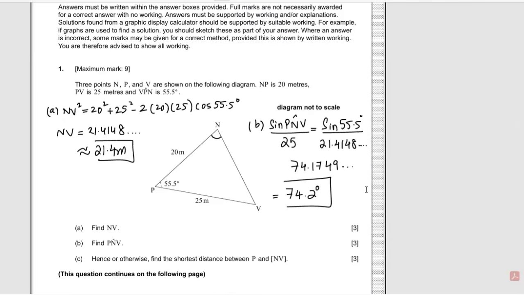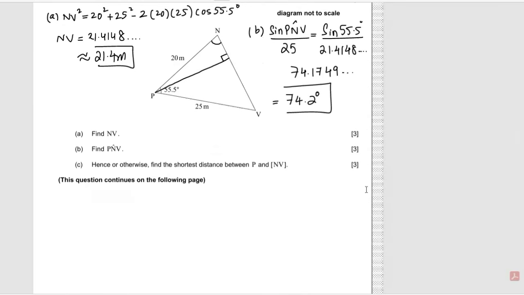Part C. So hence or otherwise find the shortest distance between P and NV. So what is the idea of the shortest distance? The shortest distance between P and NV will be a perpendicular distance. So you can make a line like this. Remember, we are not solving it by construction. We will be using trigonometry to solve this. So this is the shortest distance.